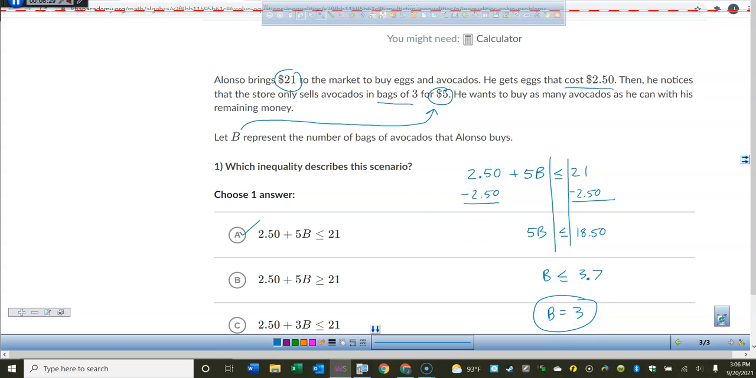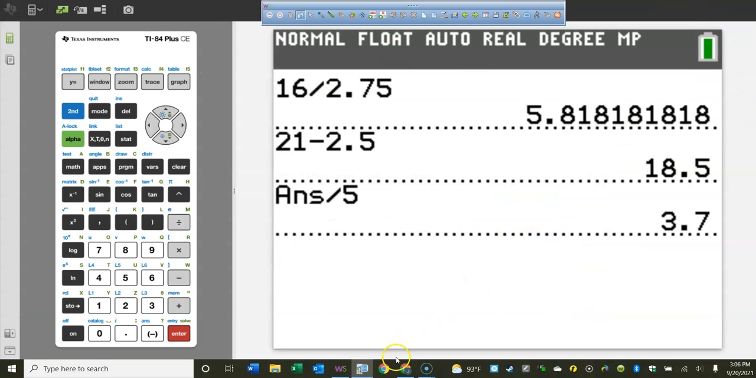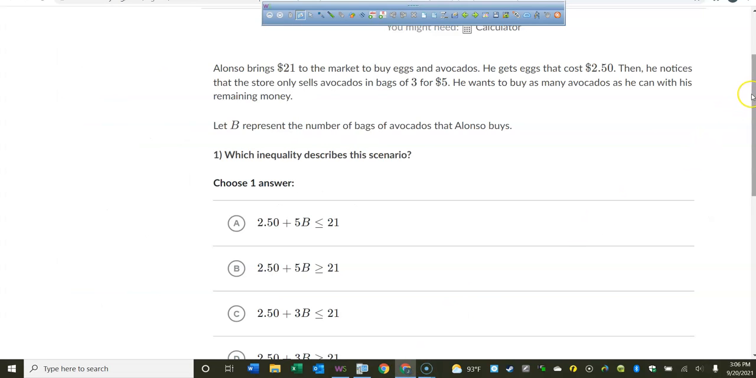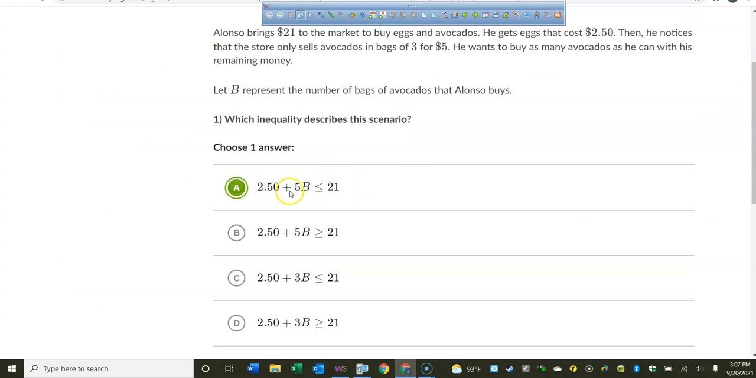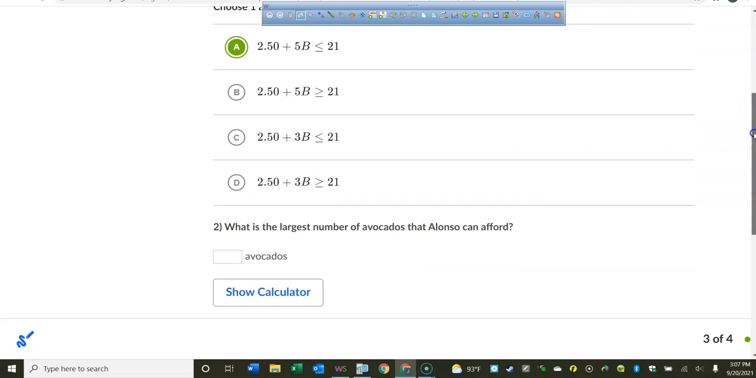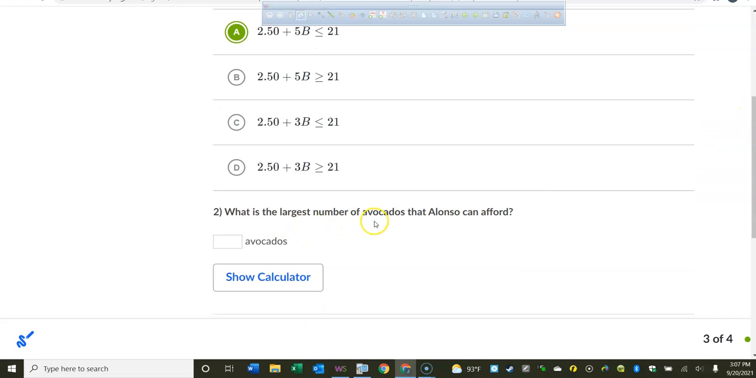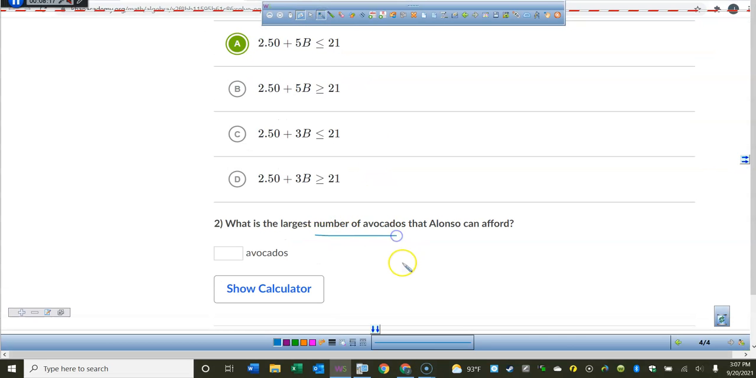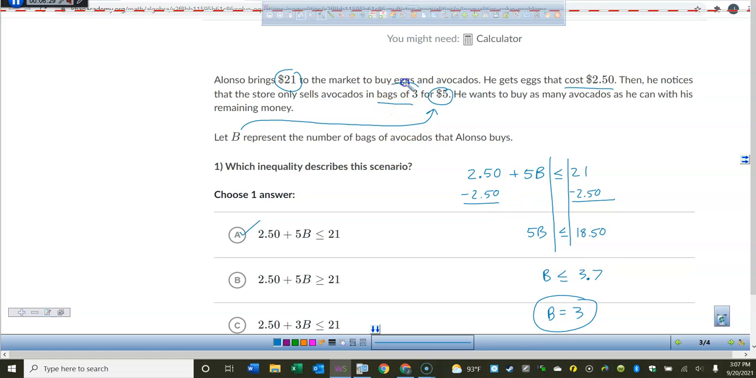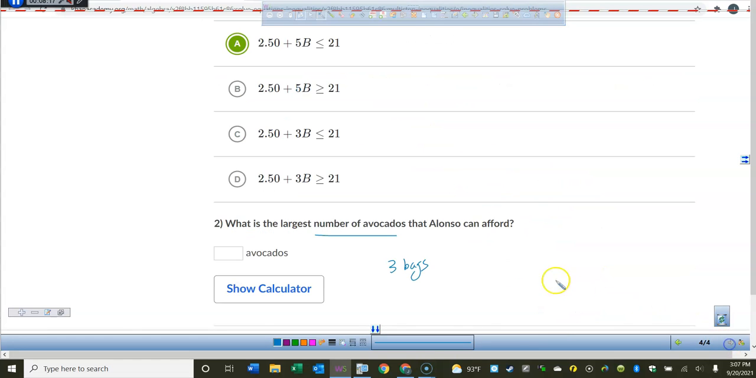Here we go. There it is: 2.50 plus $5 per bag has to be less than or equal to 21. What is the largest number of, not the number of bags, the largest number of avocados. Well, he can buy 3 bags. But if we look back, it says there are bags of 3, trying to be tricky. So he's got 3 avocados in each bag. 3 times 3 is 9 avocados.